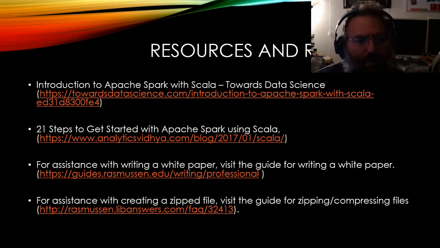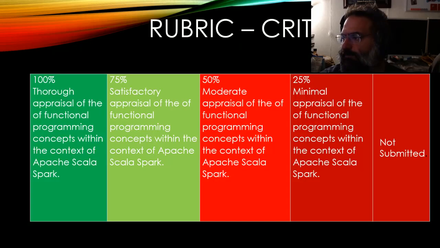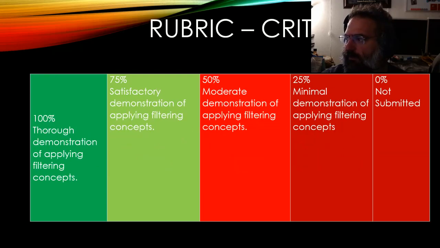Here's some references that are pretty good. Apache Spark with Scala. It's a pretty good one from the Towards Data Science site, and so on. The rubric pretty much is pretty straightforward, only 3 criteria.